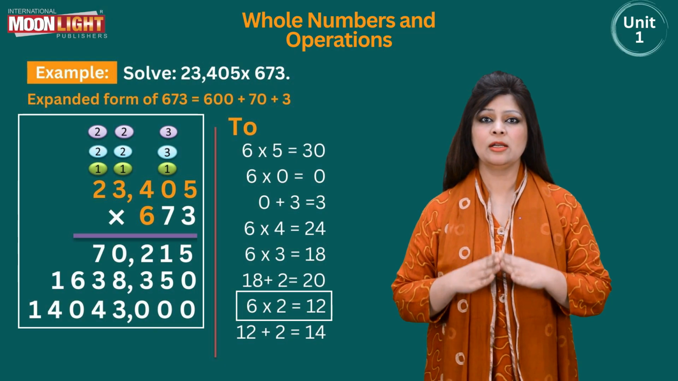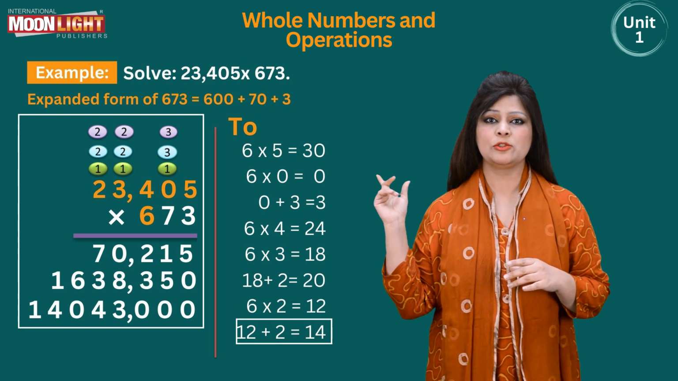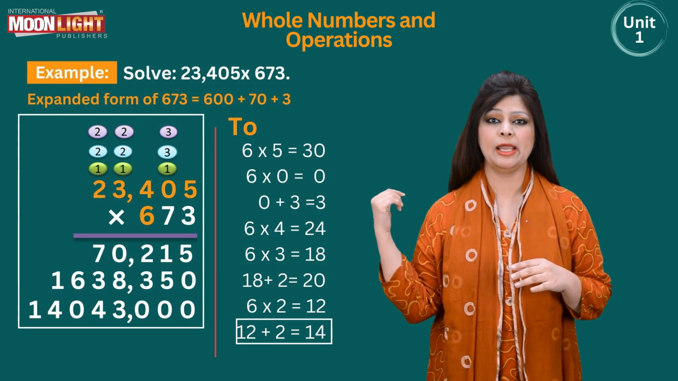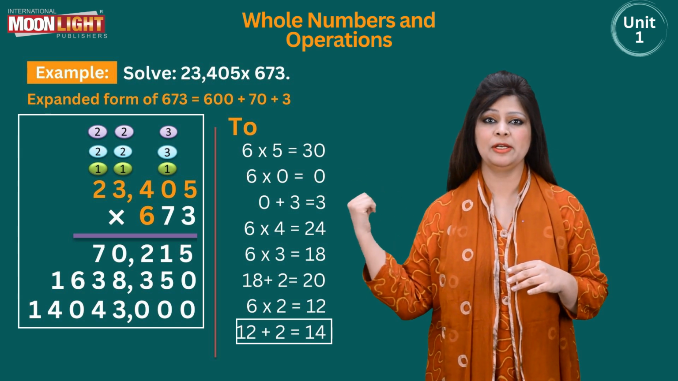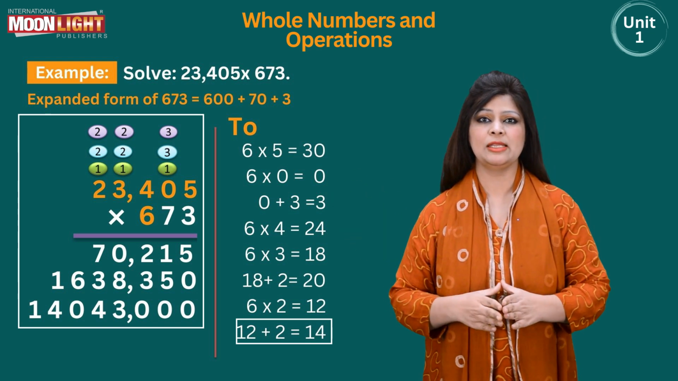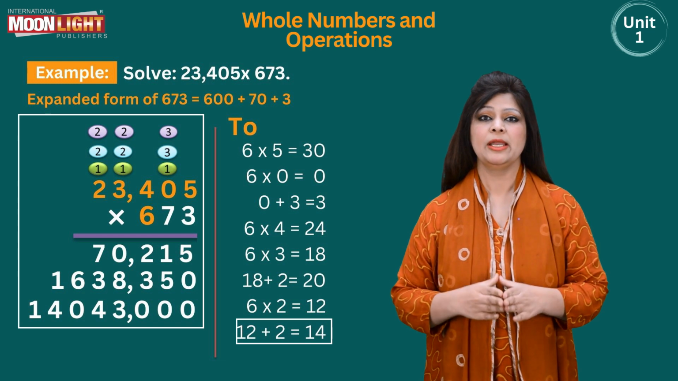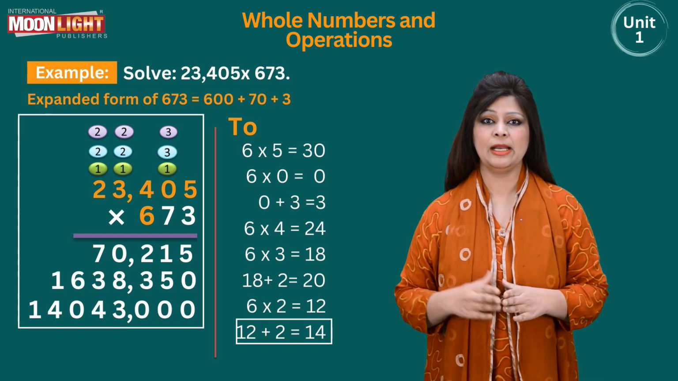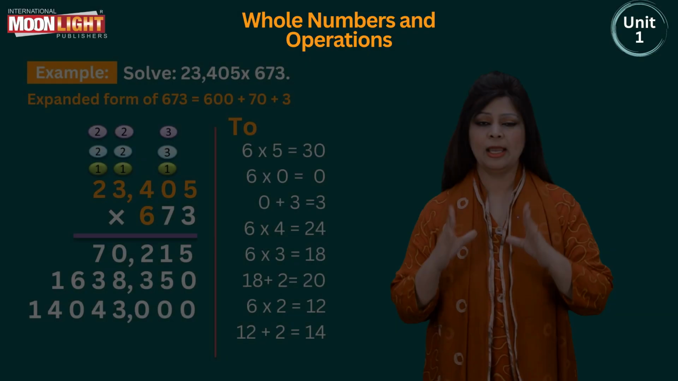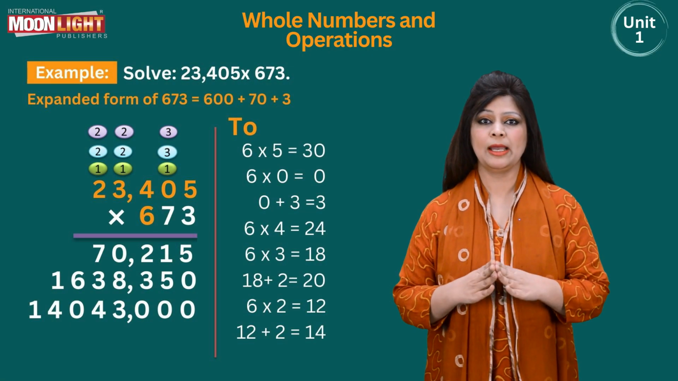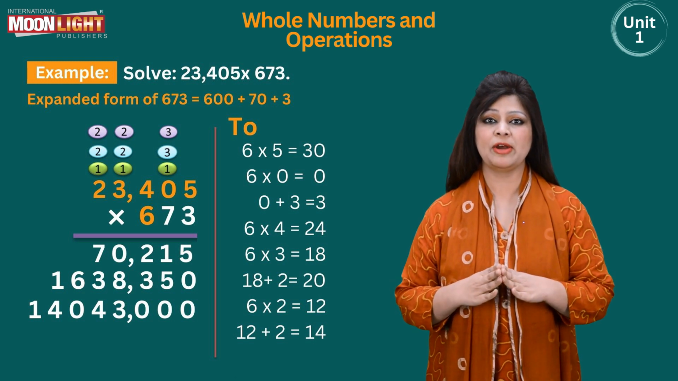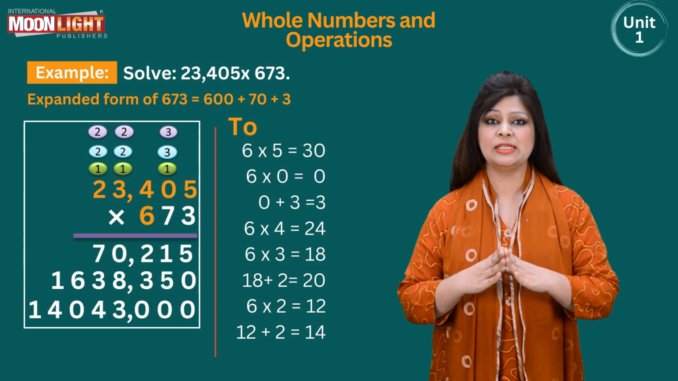6 2s are 12. 12 plus 2 is 14. So I'm going to write down this 14 right over here as a whole number, which you can see because there is no number over here to be carried over. So I'm going to write down this complete number here as it is. I'm going to write an addition sign on my left hand side and draw a line because this is the final answer of these 3 digits.